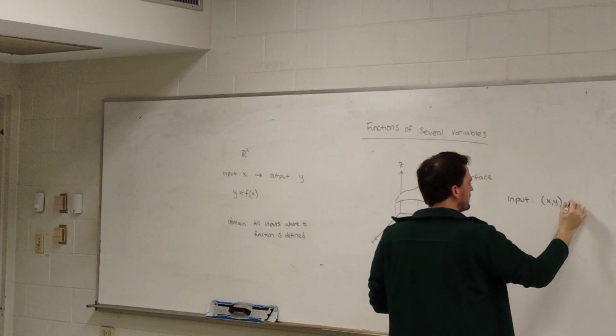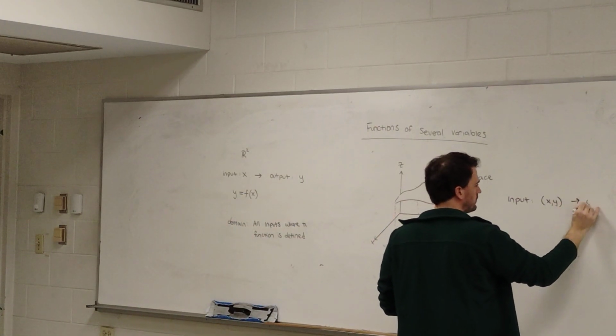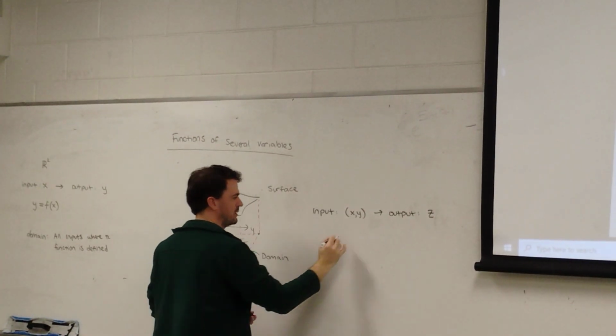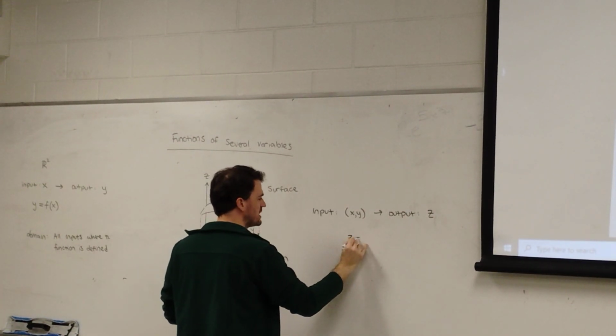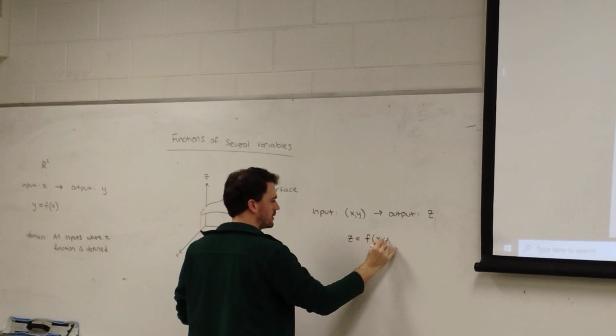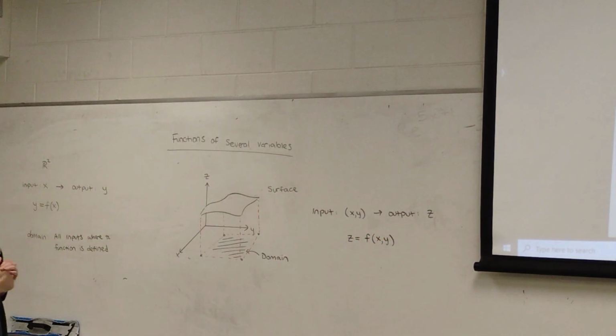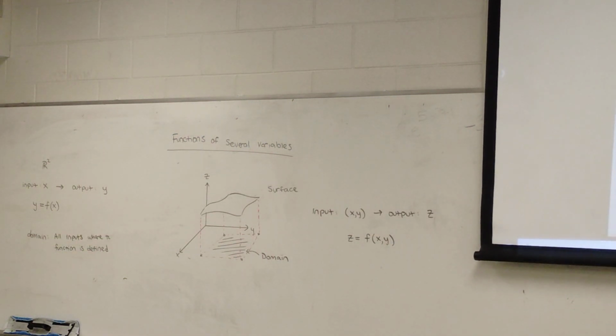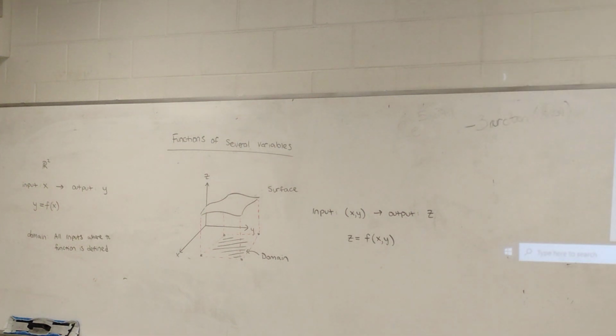So now my output gives me a z, where my z coordinate is f of x comma y. So in our Algebra 1 classes, we always saw f of x equals, but from this moment on, all of our functions are going to look like f of x comma y. It's a function that takes on an x coordinate and a y coordinate.